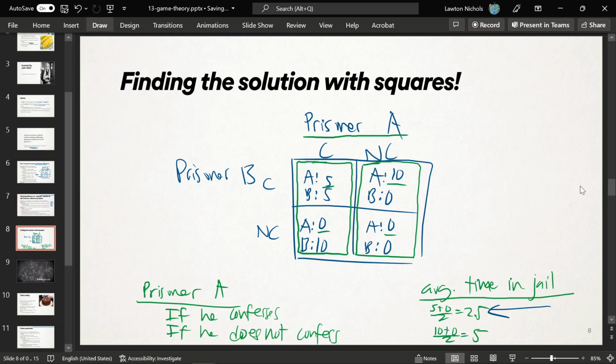Does that make sense to us? That seems unintuitive, but hopefully with the math, it kind of proved it a little bit more. It is the optimal strategy for each prisoner to confess because they cannot control their partner. Their average time spent in jail is smaller because of that. And so it's either 5 or 0, 5 or 0, which is always better for you.